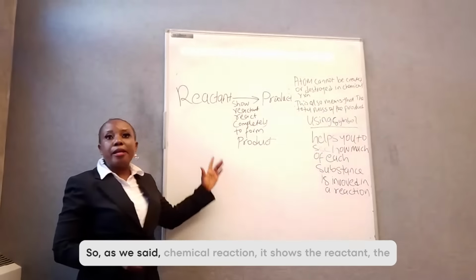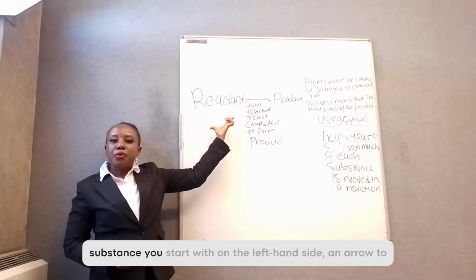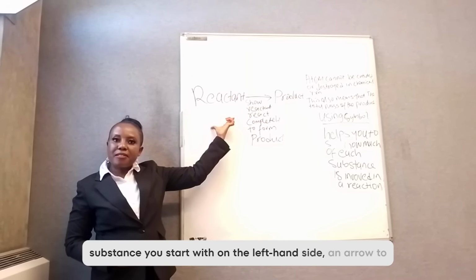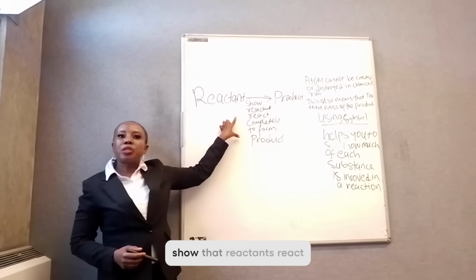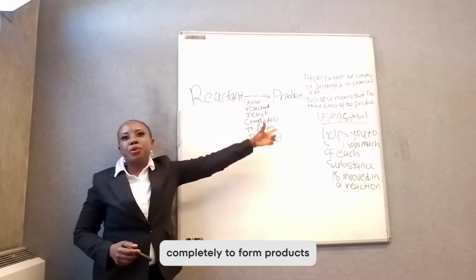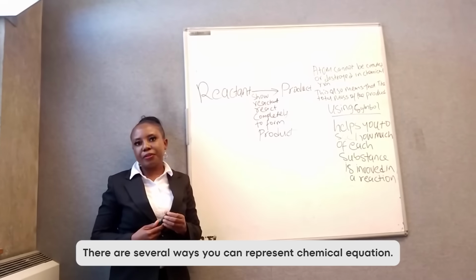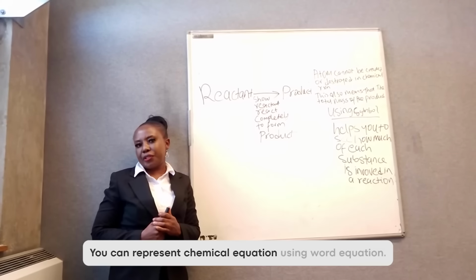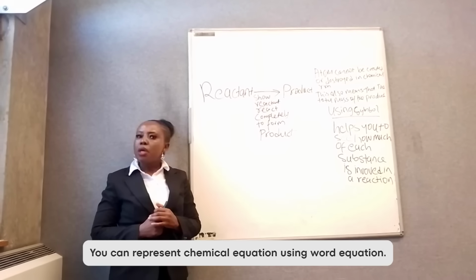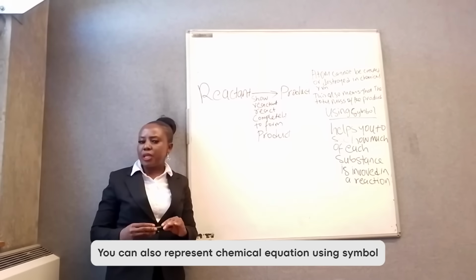So, as I said, a chemical reaction shows the reactants, the substances you start with, on the left-hand side, and an arrow to show that the reactants react completely to form products. There are several ways you can represent a chemical equation. You can represent a chemical equation using a word equation. You can also represent a chemical equation using a symbol equation.